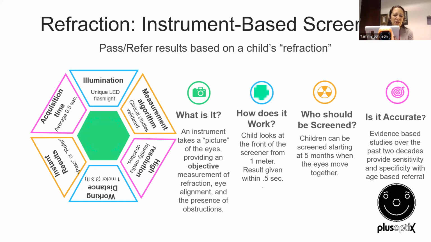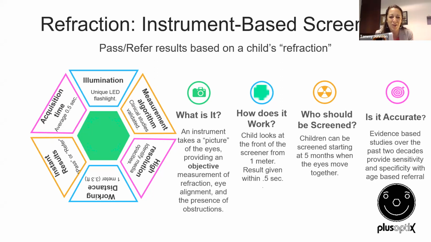So who should be screened? Basically, any child 5 months or older can be screened. It has to be at least 5 months because the child has to be able to move both eyes together. So typically by 5 months, a child is moving their eyes binocularly, and you can quickly do a screening.